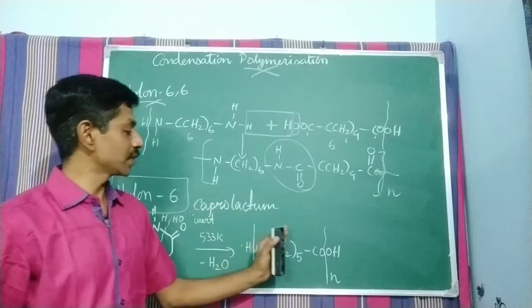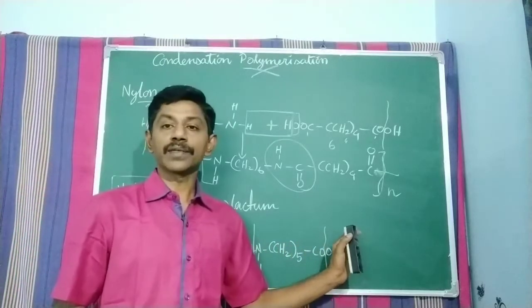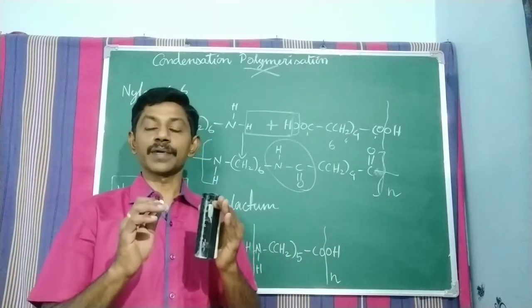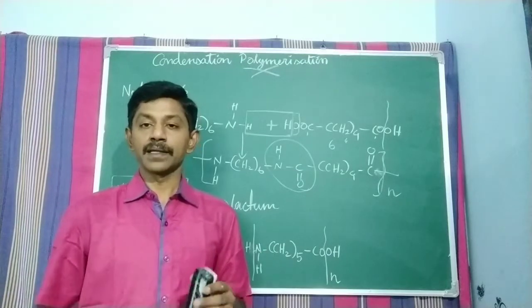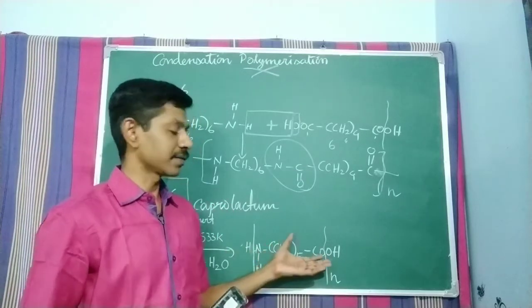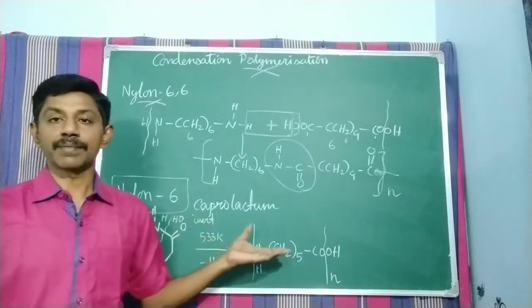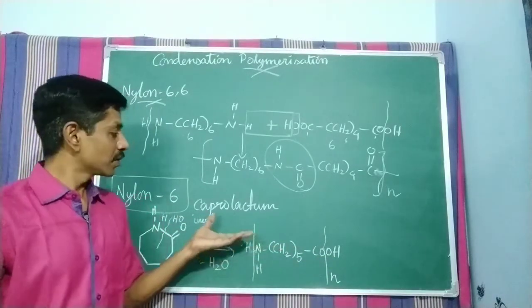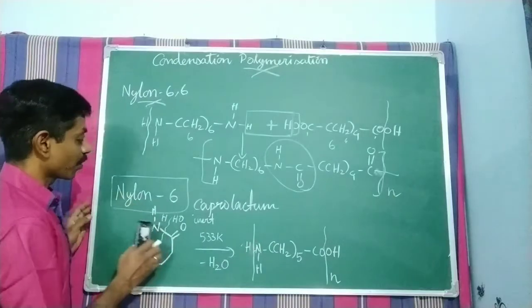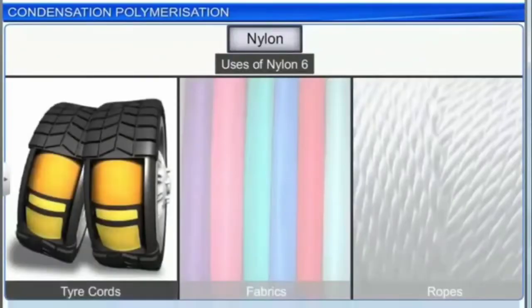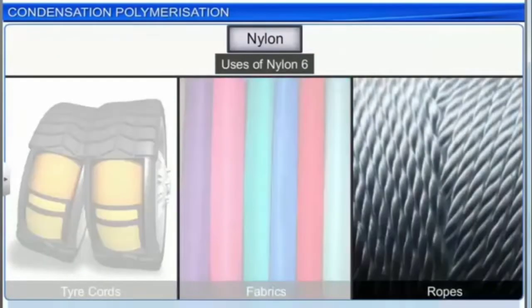So this is used in making tires and many of the fabrics. That is the textile wear; with caprolactam or nylon 6 they will manufacture. So this is an interesting polymer. The cords, fabrics and ropes.